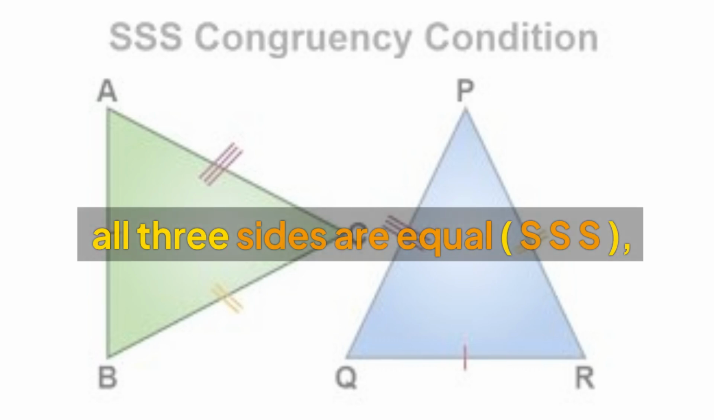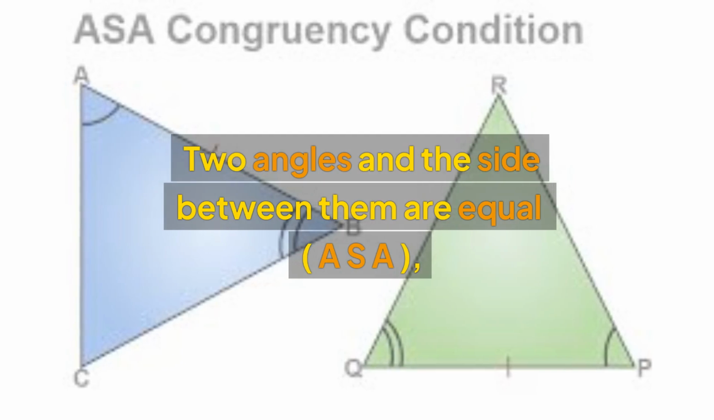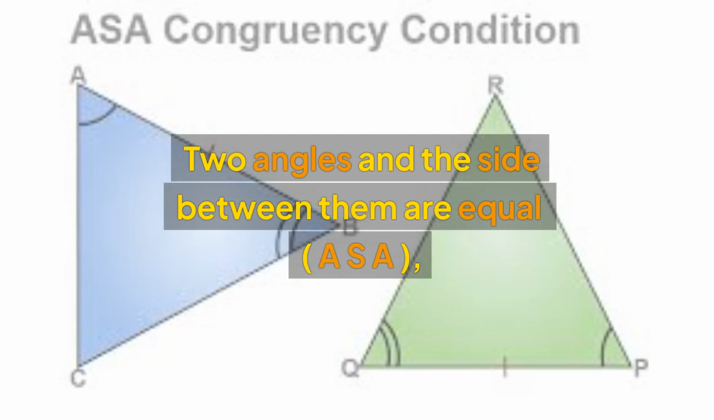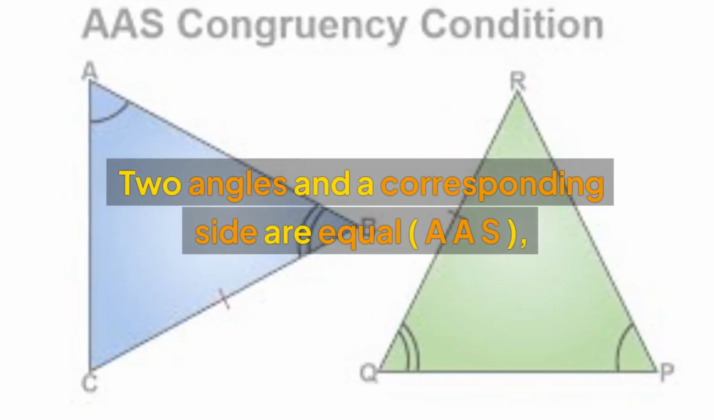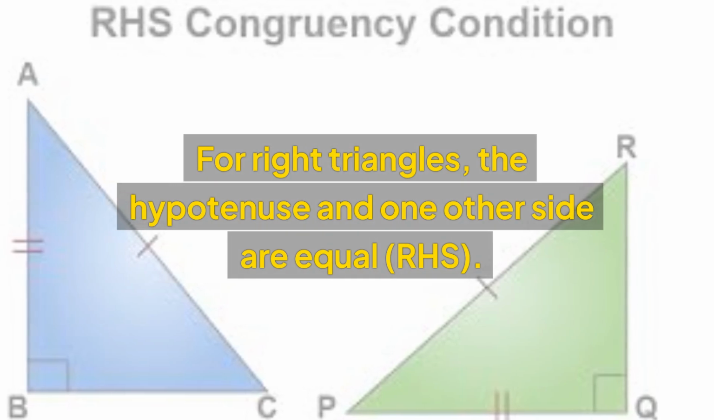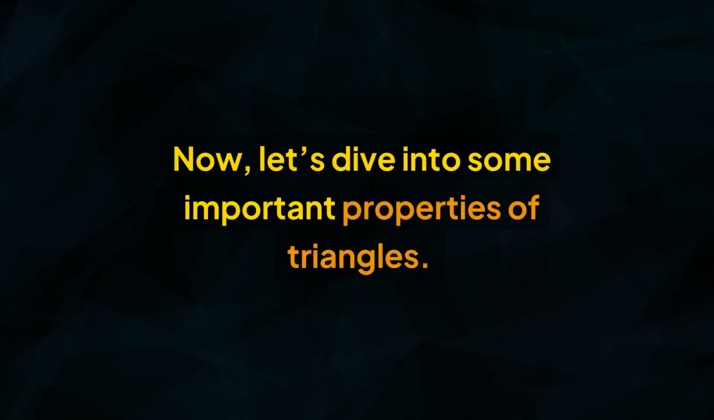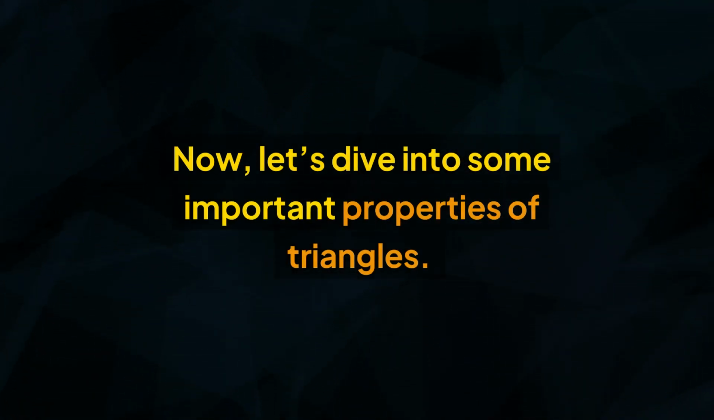All 3 sides are equal: SSS. 2 sides and the angle between them are equal: SAS. 2 angles and the side between them are equal: ASA. 2 angles and a corresponding side are equal: AAS. For right triangles, the hypotenuse and one other side are equal: RHS.